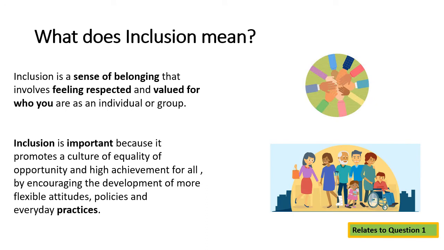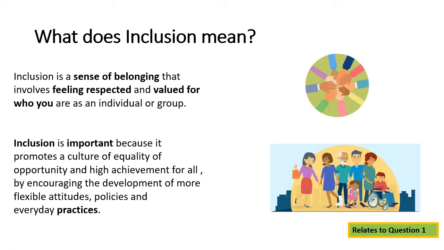So what does inclusion mean? Inclusion is a sense of belonging that involves feeling respected and valued for who you are as an individual or a group. For example, you're planning an activity for a small group of children in a nursery environment, and you want them all to participate, take part and feel like they're getting involved, that they belong. So you might have to adapt that activity to suit the individual needs. You might have to simplify part of the activity for certain individuals.